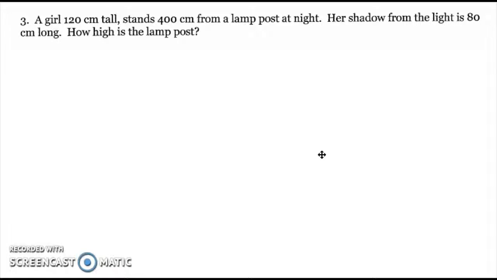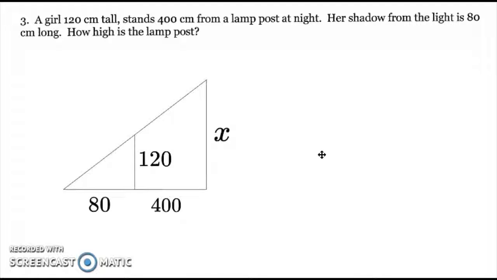A girl 120 centimeters tall stands 400 centimeters from a lamppost at night. Her shadow from the light is 80 centimeters long. How high is the lamppost? So we've got to draw this out. So we have our lamppost and the girl. She's standing 400 centimeters away from the lamppost. So if she's standing here, the lamppost is here. She is 400 centimeters away from that, and she is 120 centimeters tall. Her shadow from the light is 80 centimeters long. So the shadow here is 80 centimeters, and we're looking for how high the lamppost is.